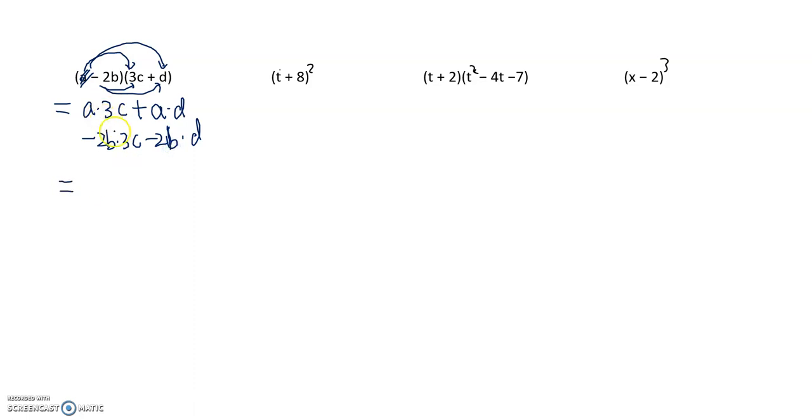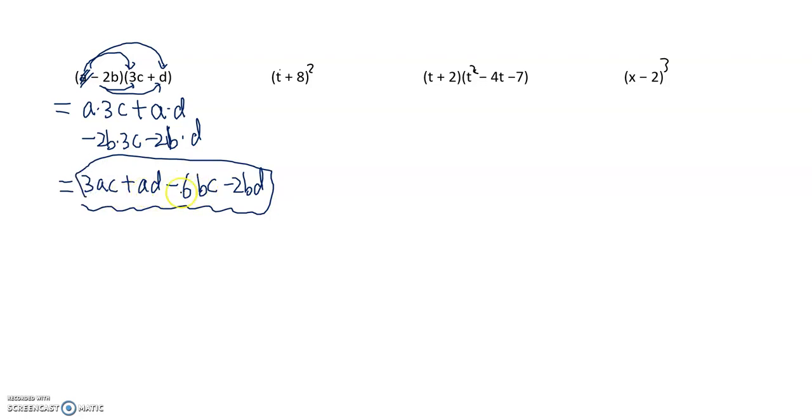So after that, we can simplify it further. a times 3c is 3ac. We like to put a number in front of variables. a times d is just ad. And negative 2 times 3 is negative 6, and b times c is just bc. Negative 2 times bd is just negative 2bd. And notice there are no like terms to combine. None of these are like terms. So you just leave your answer this way.